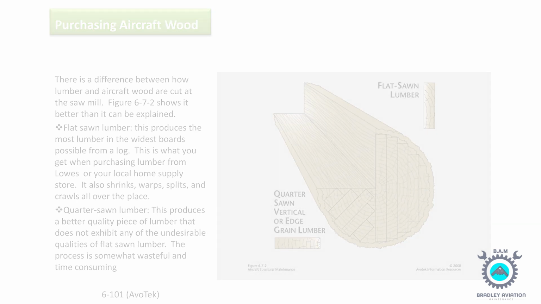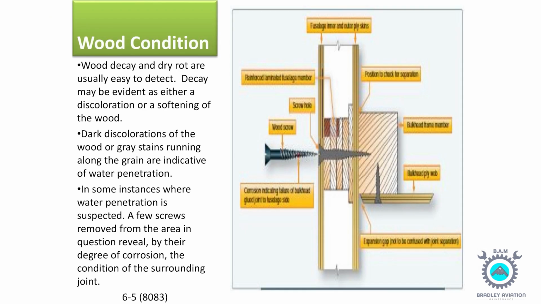Wood condition. Wood decay and dry rot are usually easy to detect. Decay may be evident as either a discoloration or a softening of the wood. Dark discolorations of the wood or gray stains running along the grain are indicative of water penetration. In some instances where water penetration is suspected, a few screws removed from the area in question reveal, by their degree of corrosion, the condition of the surrounding joint.